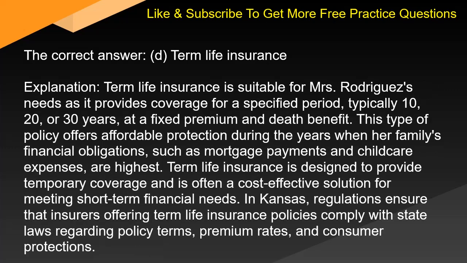The correct answer, D. Term life insurance. Explanation. Term life insurance is suitable for Mrs. Rodriguez's needs as it provides coverage for a specified period, typically 10, 20, or 30 years, at a fixed premium and death benefit. This type of policy offers affordable protection during the years when her family's financial obligations, such as mortgage payments and childcare expenses, are highest.